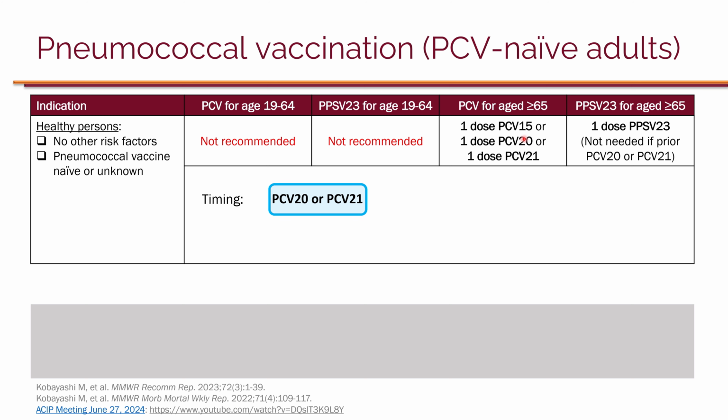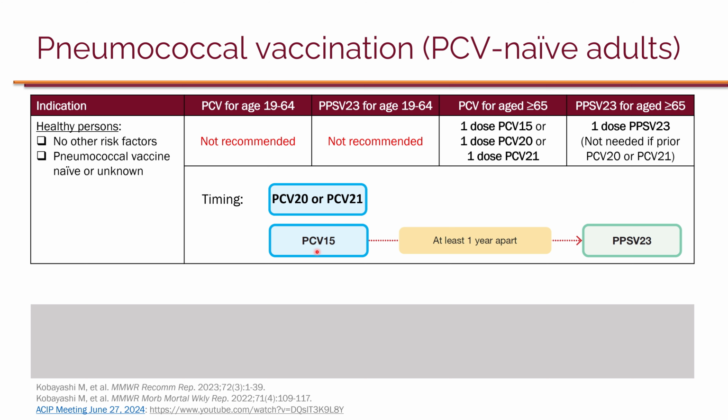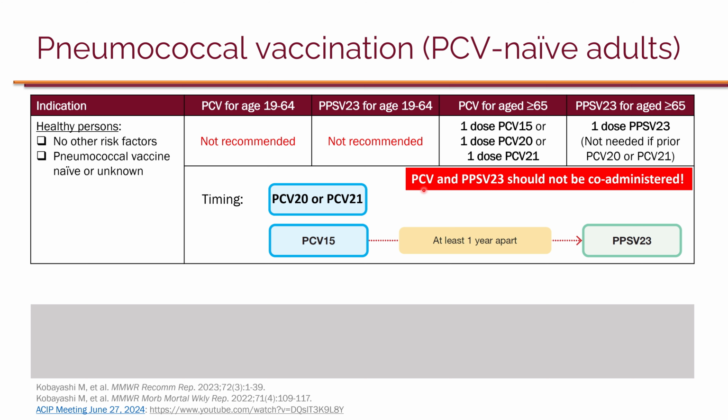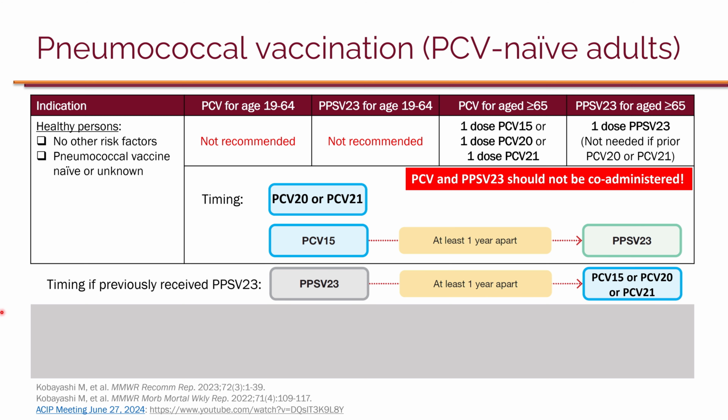And here's the timing. Because PCVs are more effective, they should always get that first. In the case of 20 and 21, there's no need for PPSV anyway, so that's all they get. So either PCV20 or 21. However, if the patient did get PCV15, a year later they will get a PPSV23. And it's important to know that PCV and PPSV23 should not be co-administered at the same time. So there needs to be some time between them. In this case, for healthy persons, at least 1 year.